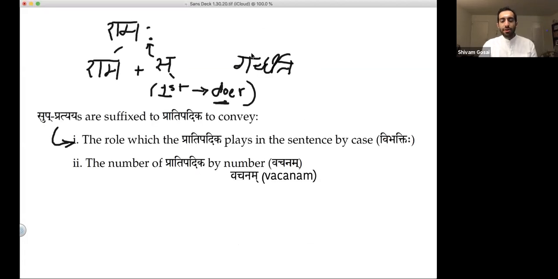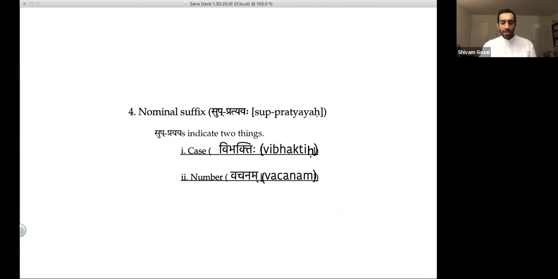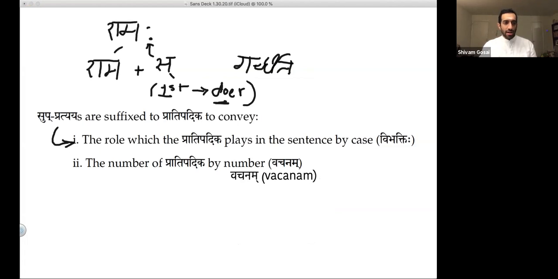It tells us the number of the pratipadika, right? So if I say Ramaha, Ramaha is only one person, right? So it's ekavachanam. That ekavachanam means singular, there's only one. So we have to know what role it plays in the sentence. We also have to know how many of them there are. Is there one person? Is there 2 people? Or is there plural, multiple people? Is there 1 tree, 2 trees, or many trees?